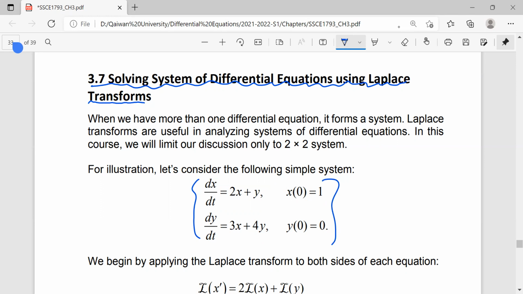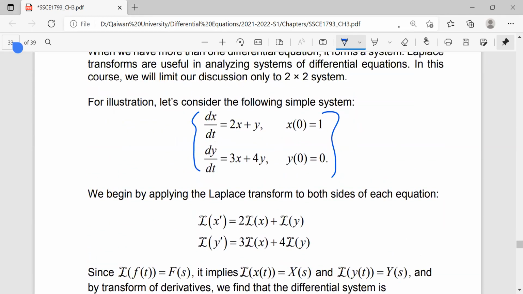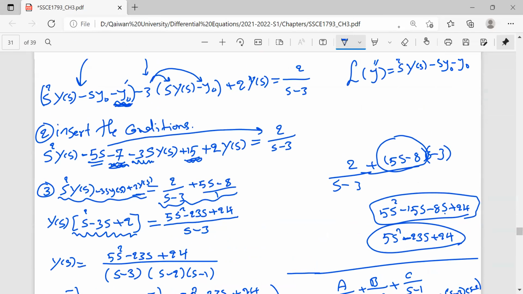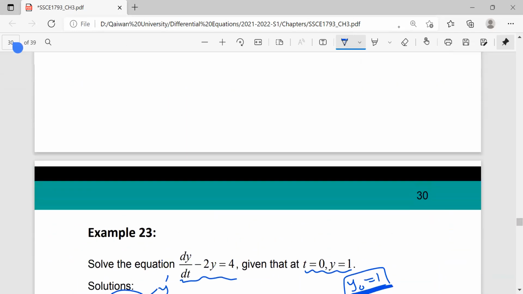To solve this, we use Laplace transforms. Here, we take the Laplace transform of each differential equation. We have two differential equations, and we take the Laplace transform of both sides of each. So the Laplace transform of this one and of this one, we get this. Okay, and we apply these rules that we talked about here.